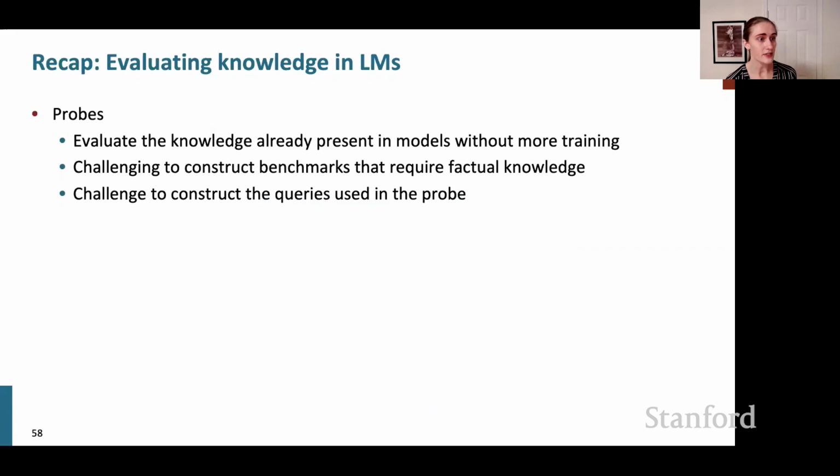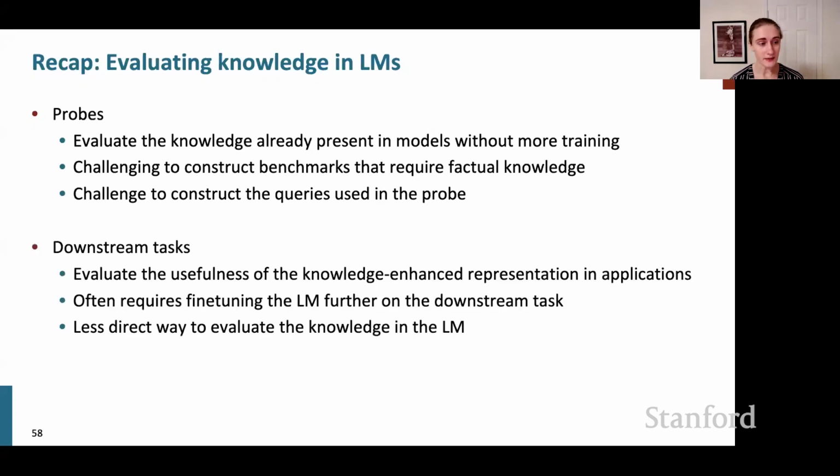So just to recap, we talked about probes which evaluate the knowledge already present in models. These don't require any more training, but it can be challenging to construct benchmarks to actually make sure you're testing the knowledge in these language models. It can also be challenging to construct the queries used in the probe. We then talked about downstream tasks. These are a bit of an indirect way to evaluate knowledge in that they have this extra component of fine-tuning, but it's a good way to evaluate how useful is this knowledge-rich pre-trained representation in actual applications.